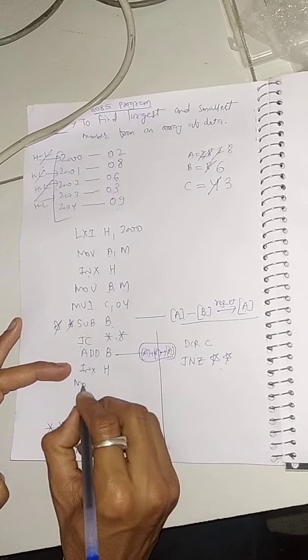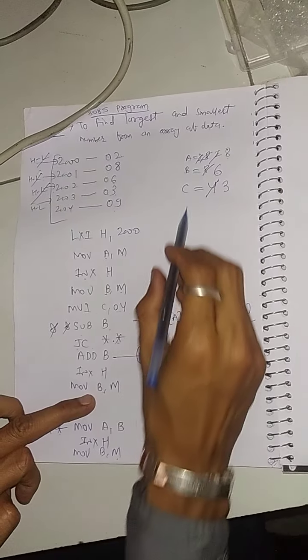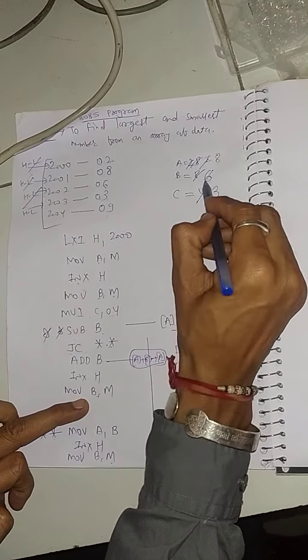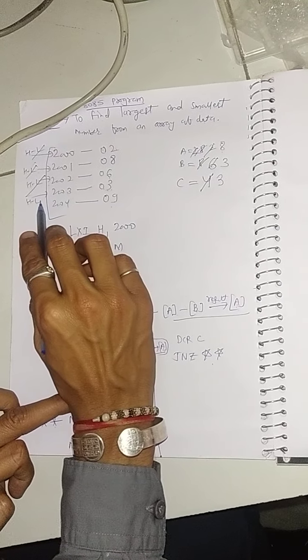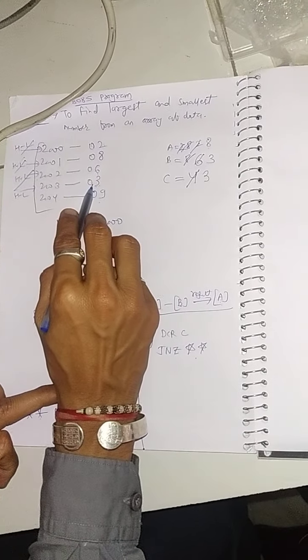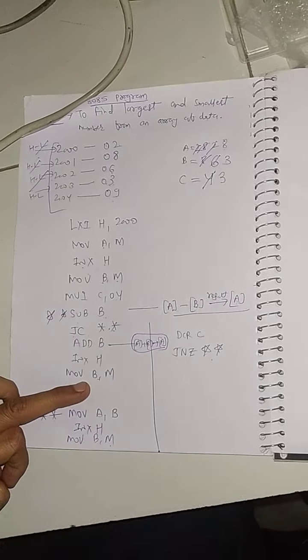Then I hold this data of the HL pair into register B. So what is register B? Register B was previously 6, now it will be 3, because the content of 2003, which is held by the HL pair, is 3. So now B is equal to 3.